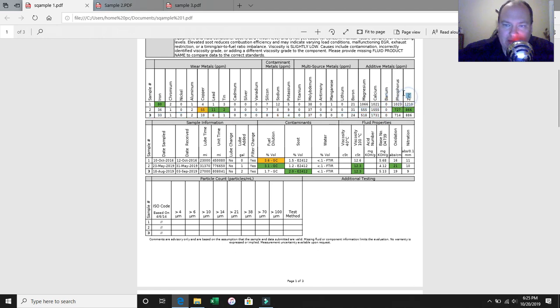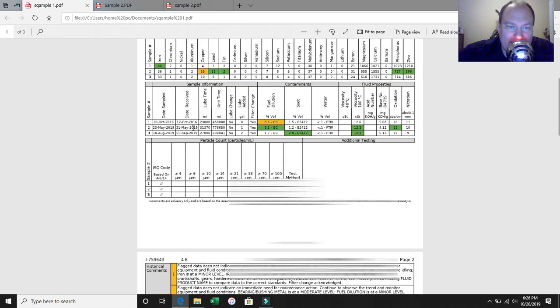Zinc and phosphorus right here kind of work hand in hand. They're both anti-wear additives. So you can see once again the differences in oils. This first one here had a very strong anti-wear additive package, and then this oil here, much weaker. Here you just got the sample information, lube time, filter change. If you're doing extended drain intervals, this is definitely critical to be sampling. You need to know that you're not doing any damage here.